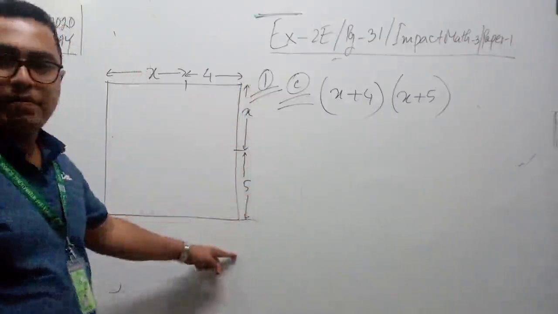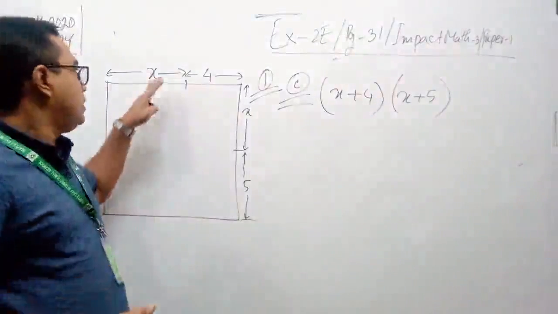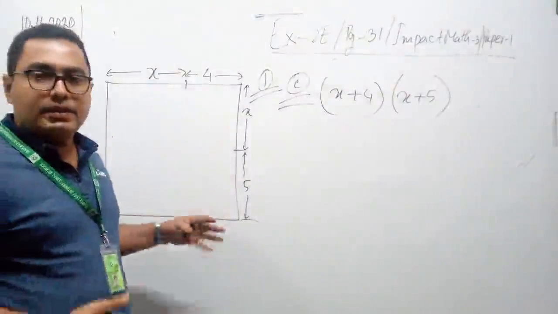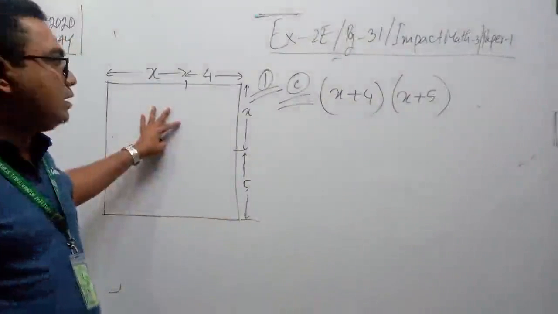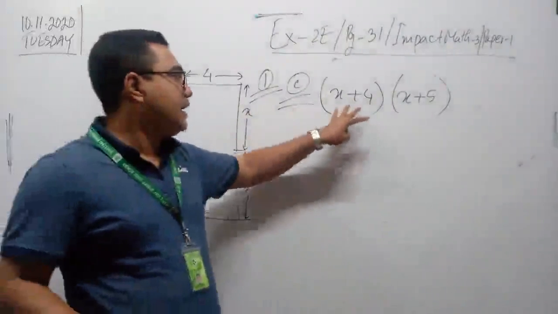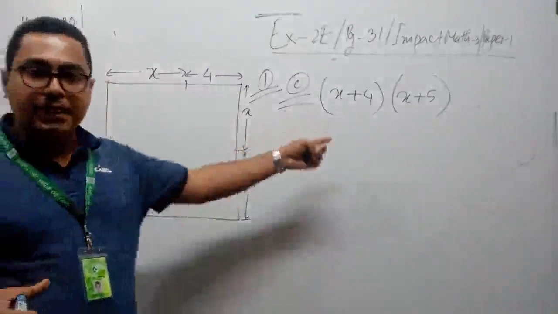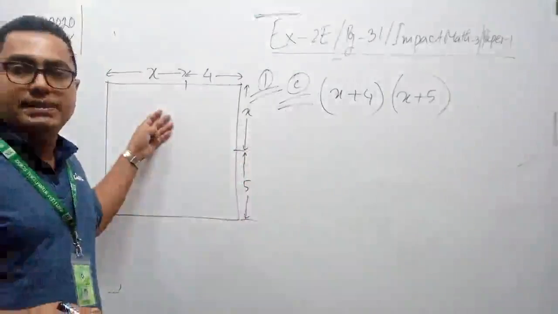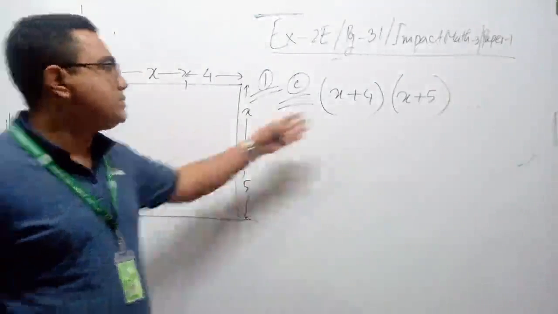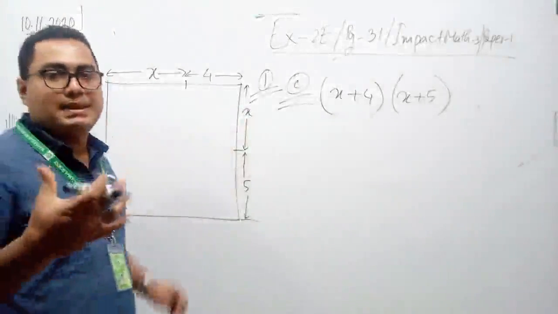X plus 5. If you multiply them, length into width, then you will get the area of this place. Same thing here, x plus 4 into x plus 5. We are multiplying them each other. Here also we are multiplying them each other. So this multiplication will represent this area. That is the basic concept here.